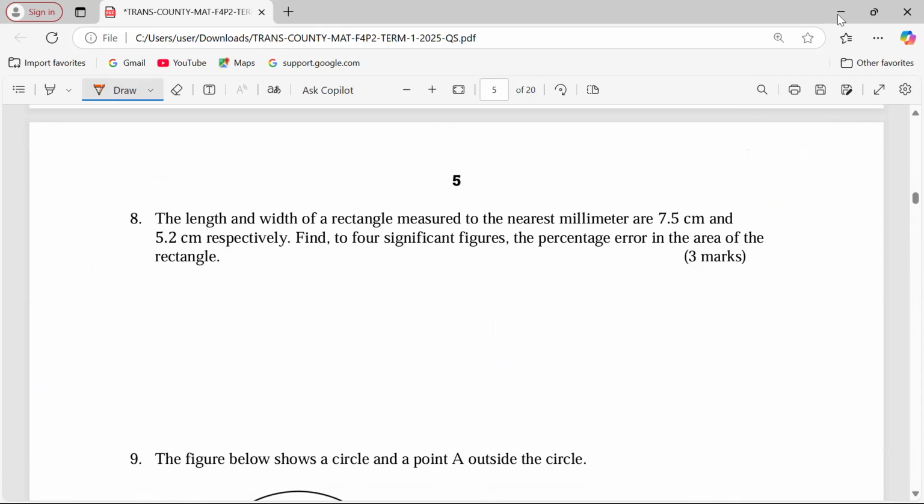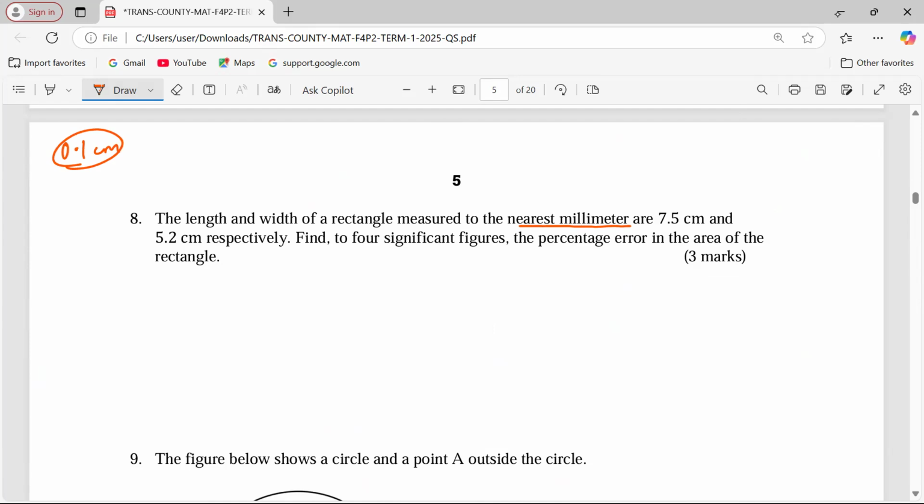So the absolute error in recording will be determined when we consider the accuracy. So what is the accuracy here? The accuracy is a millimeter. A millimeter is equal to 0.1 centimeter. So this is the accuracy used here. The accuracy of 1 millimeter, which is 0.1 centimeters. So 7.5 has been recorded to an accuracy of 0.1.